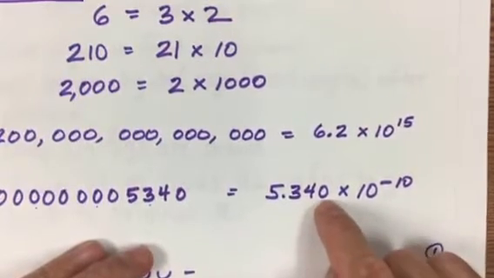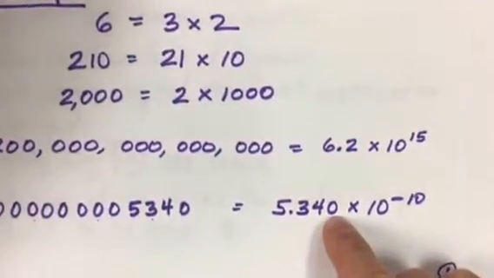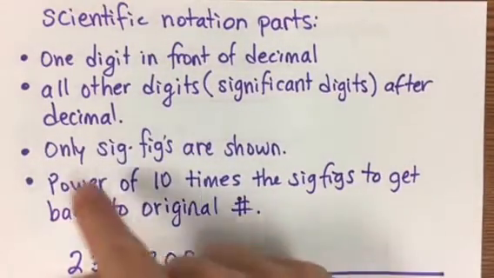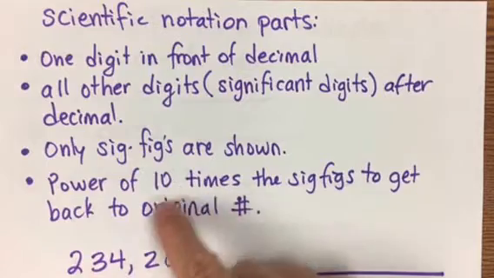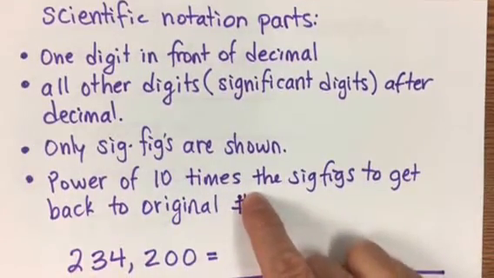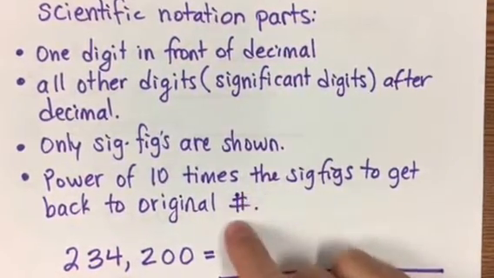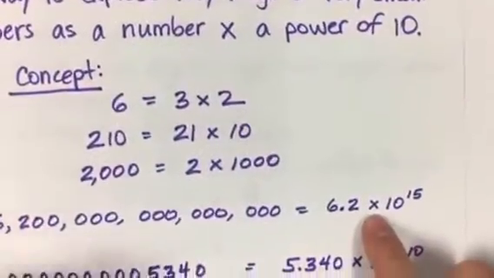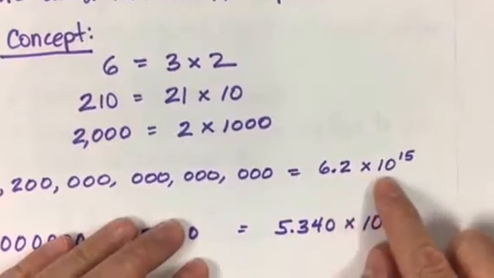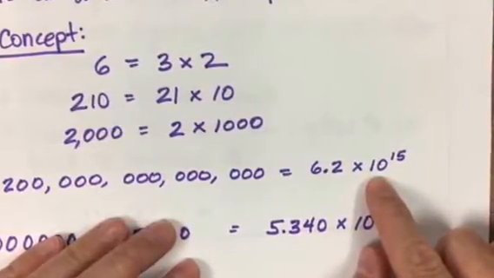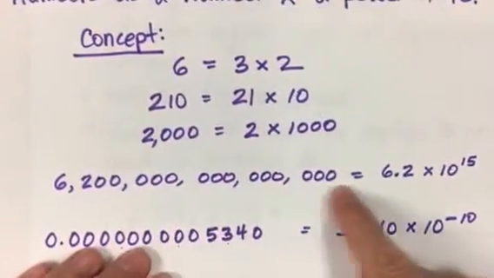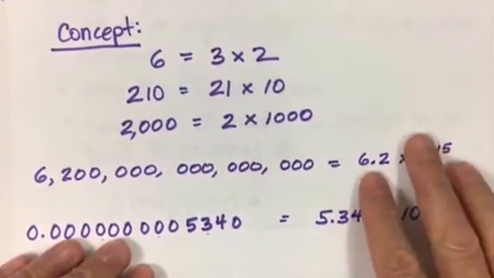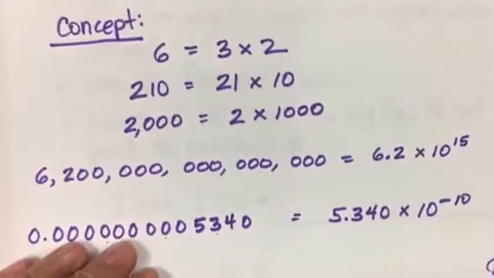And you should be asking yourself, what about that 0 right there? Hopefully you remember your 0 rules from the significant figures lesson. Only significant figures are shown, and the power of 10 times the significant figures gets you back to your original number. So here, if I multiply 6.2 times 10 to the 15th power, that will get me back to my original number. It's like multiplying 6.2 times 10 times 10 times 10 times 10 times 10, 15 times.